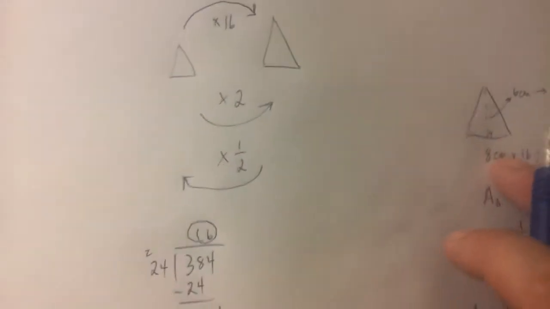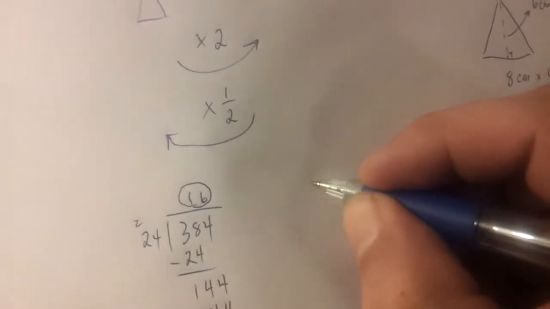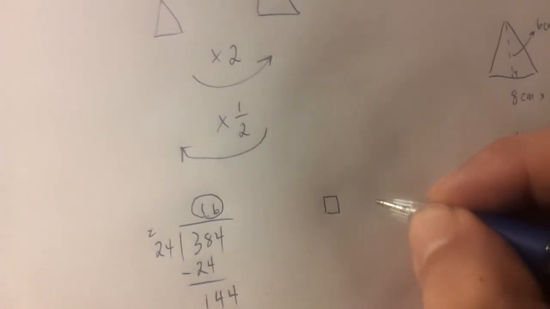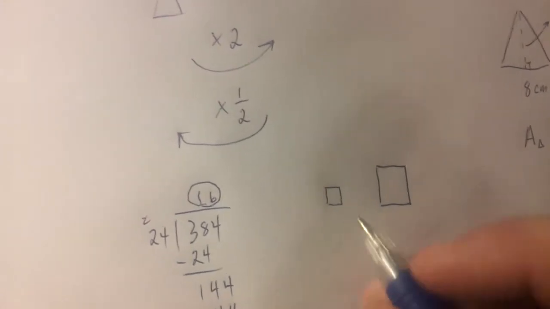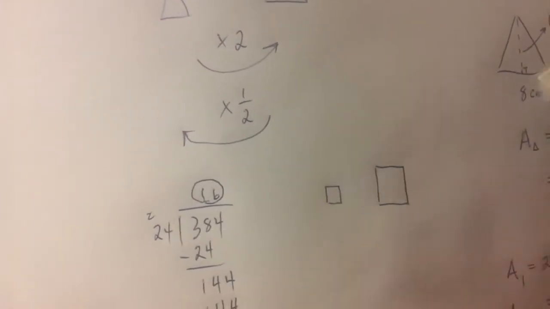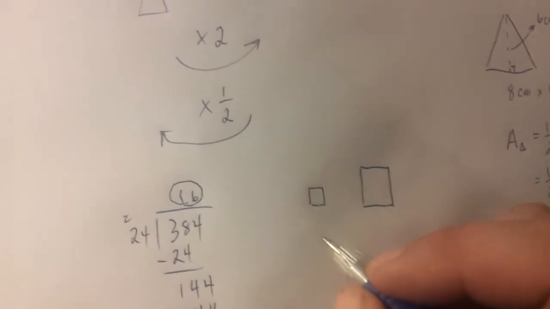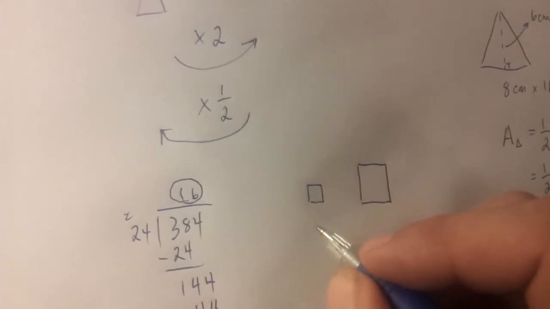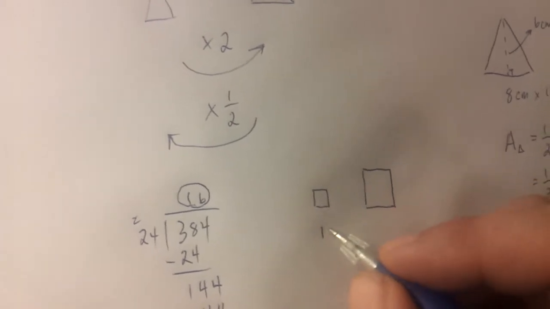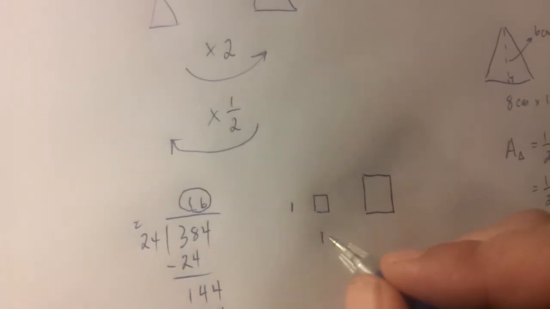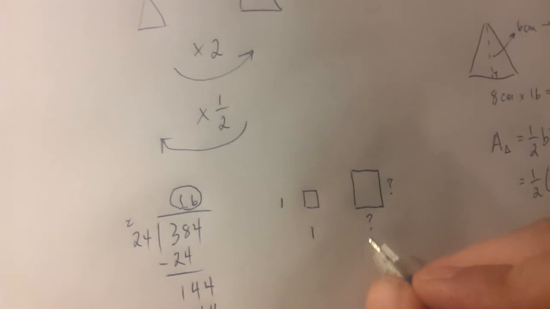So let me show you what I mean here. Let's say that we had a small square, and that was proportional to a big square. Now we can work out triangles in a second, because a triangle is just half of a square. Let's look at a square. Let's say that this one had an area of 1, and we had to find the larger area. So this one has an area of 1. It means it has a base of 1 and a height of 1. And we needed to find the base and the height of the bigger square.